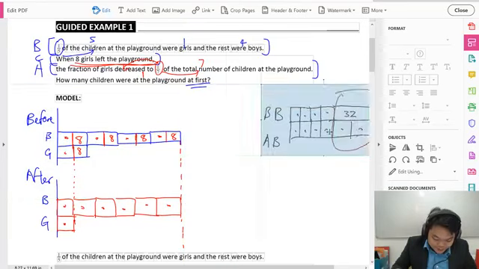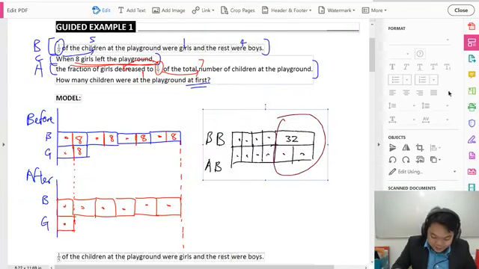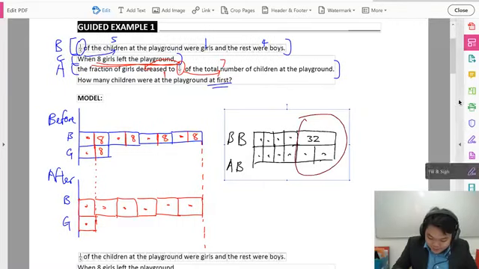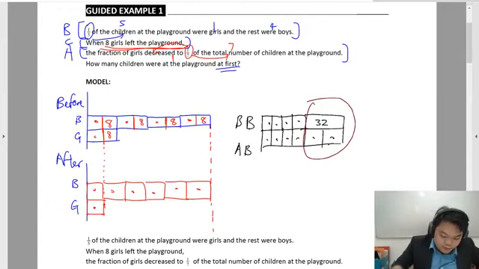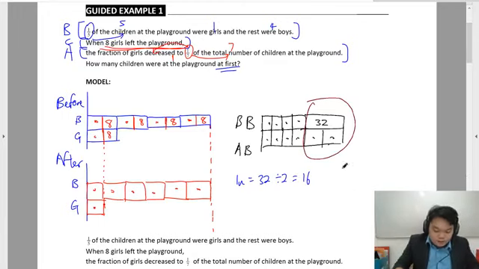Because I don't want to mess up my model on the right, on the left. So once I have this already, I can say that 2 of those units is 32. 1 unit must then be 32 divided by 2 to give us 16. Over here, this 1 unit we are talking about is one of these blocks over here.